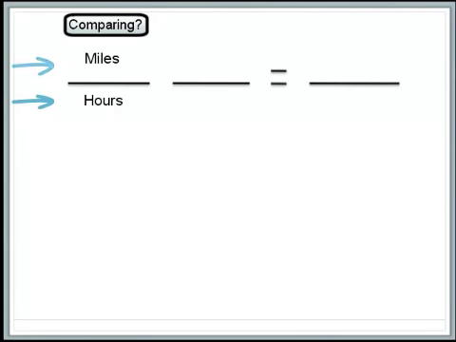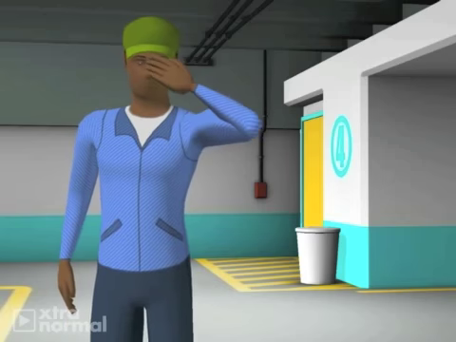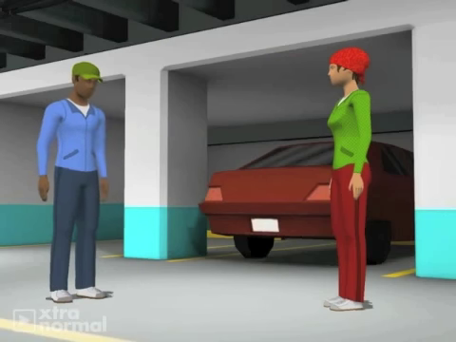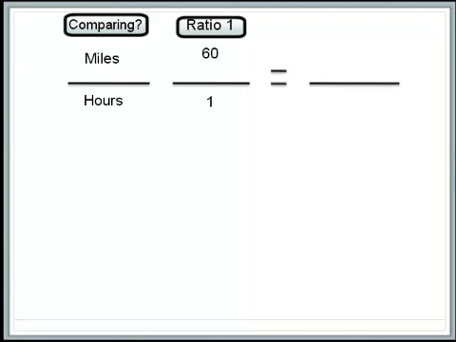Now I'm going to write the first ratio. You'll be driving 60 miles an hour, so I put 60 on the top because that's where my miles go. And on the bottom, I'm going to write 1 for 1 hour. Now this ratio says you'll drive 60 miles every hour. What are we trying to figure out? Well, we want to know how long it is going to take me to drive 500 miles.